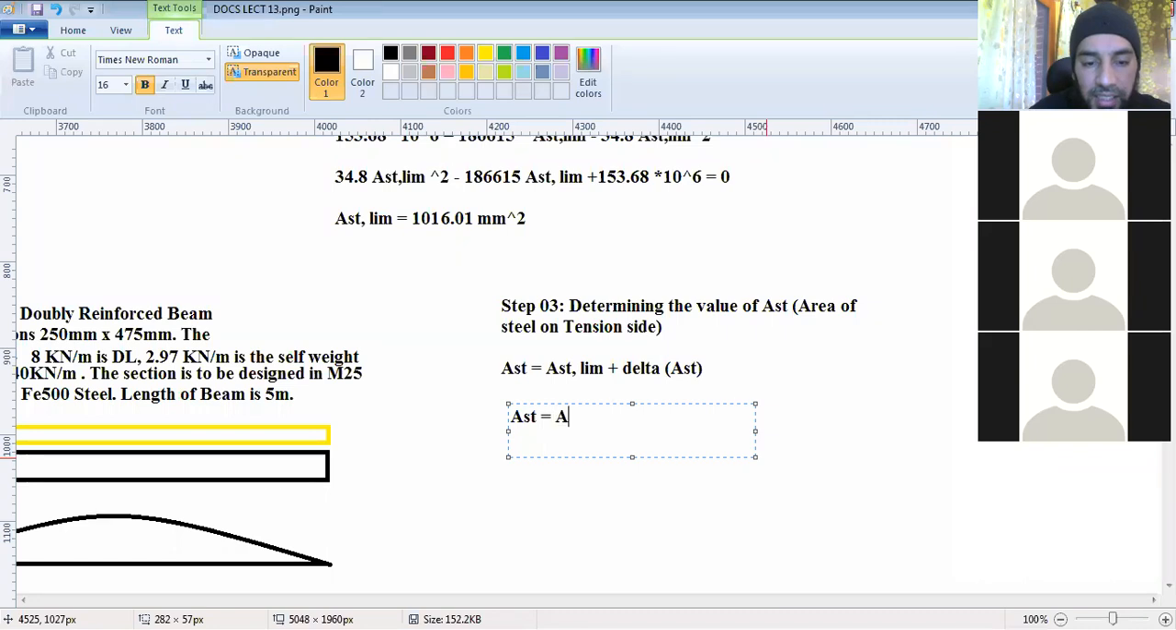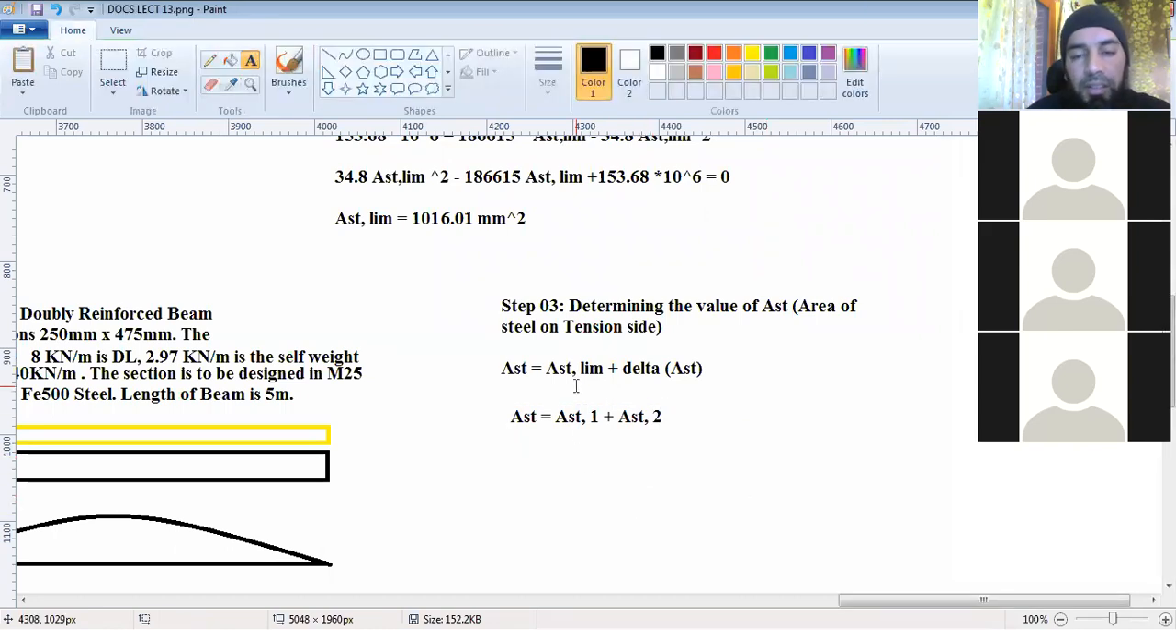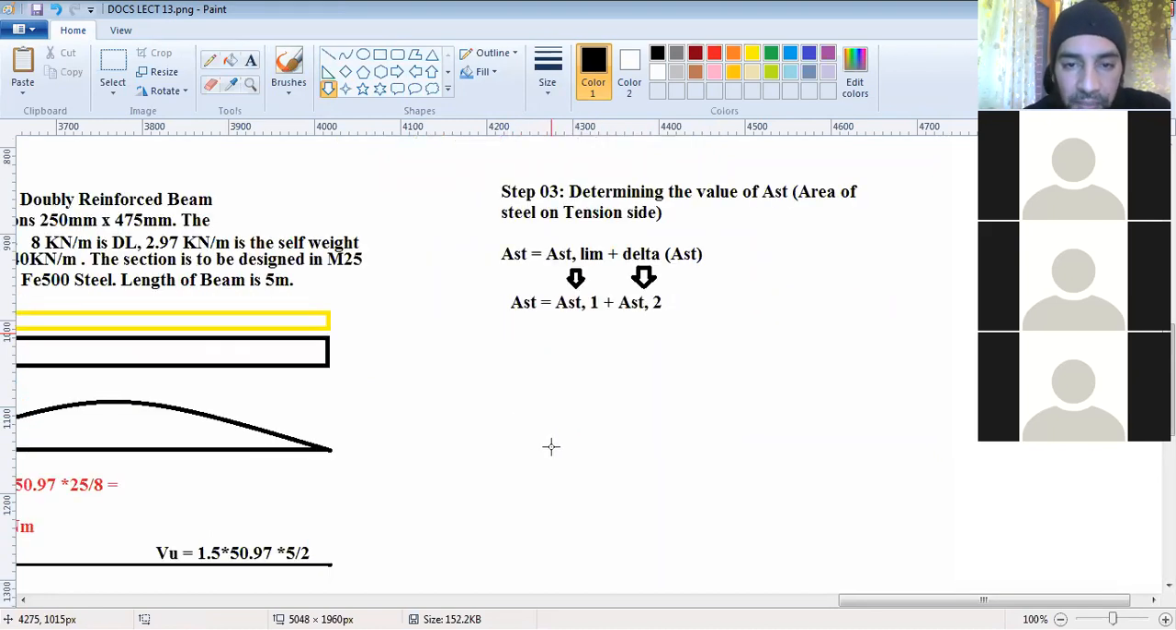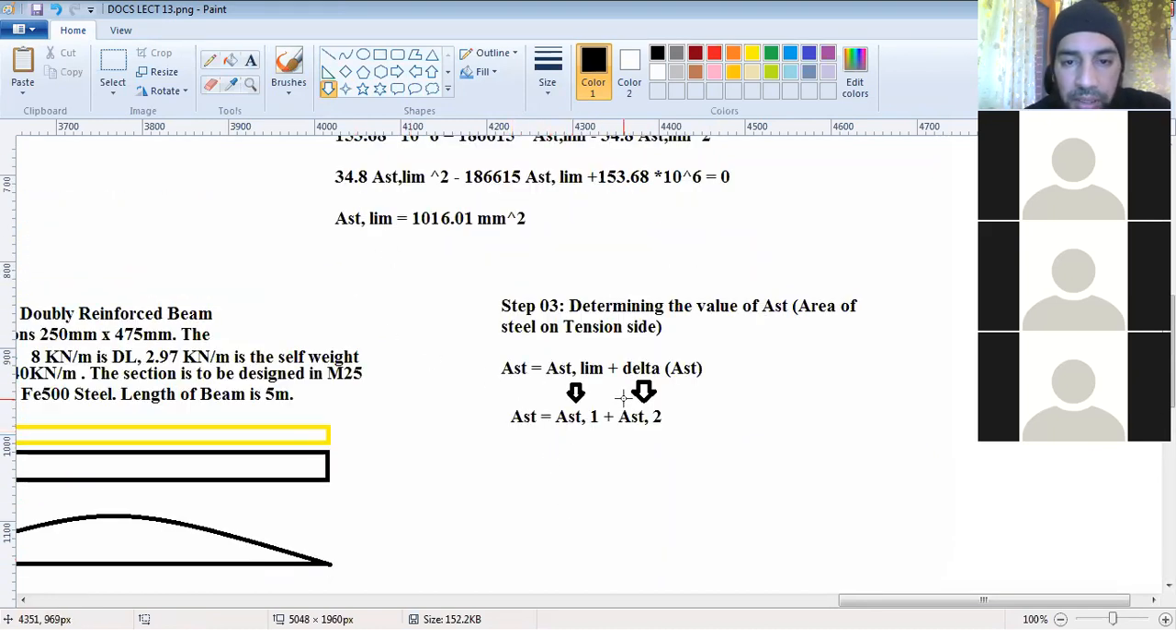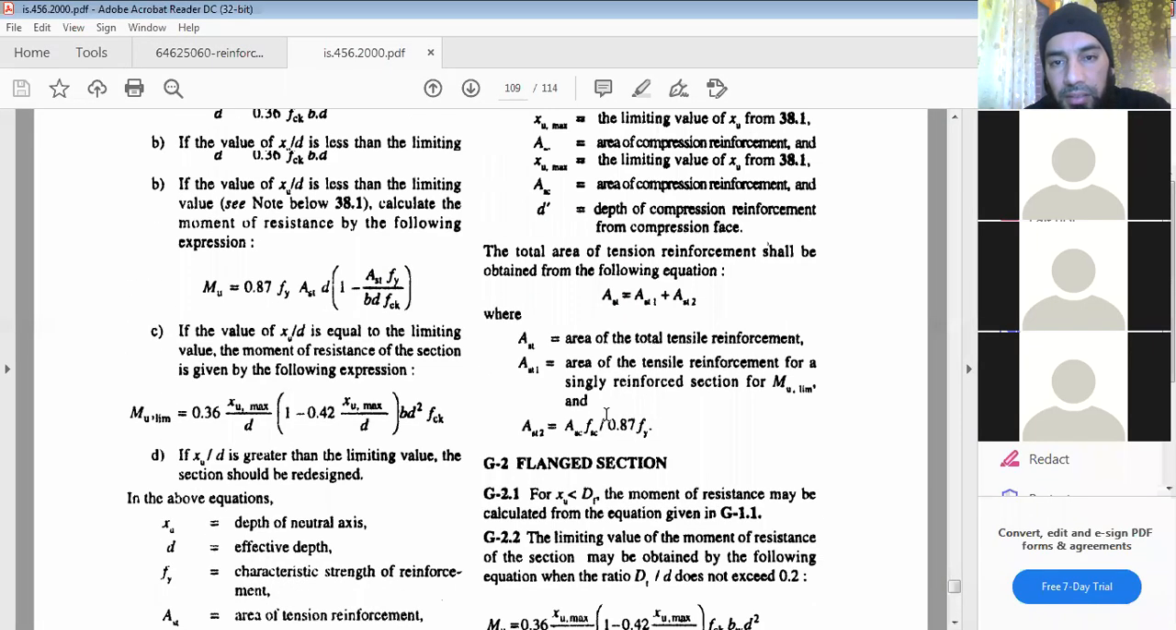but the code mentions it like this: AST is AST1 plus AST2. In code, AST limiting is AST1 as per code's notation, and this delta AST is AST2. Then this is the total AST that you need to provide on the tension side. Now AST limiting we have calculated. Now further you have to calculate the delta AST or AST2. So as per code, how much is that?